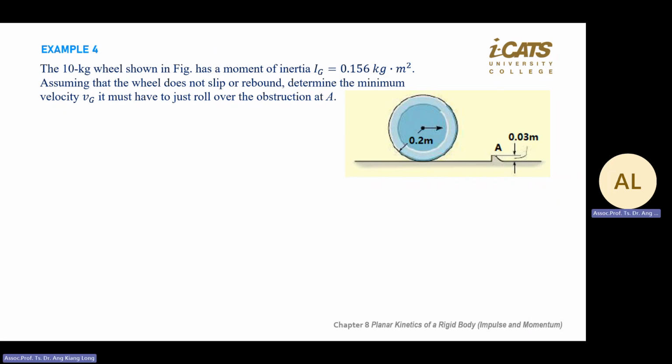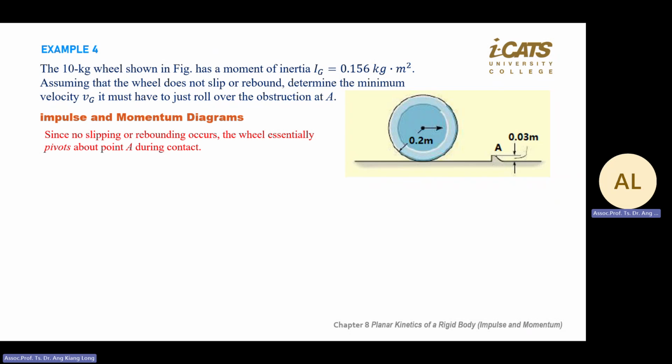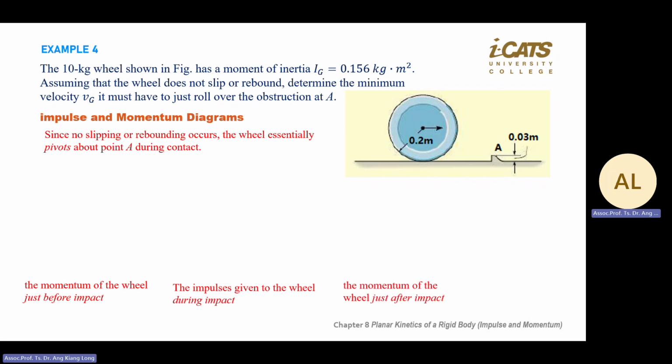So do not slip means there is a friction or a contact force there already. Of course, here it does not give you the friction, but you can put the friction force in your equation. So determine the minimum velocity it must have to roll over the obstruction at A. So we use the impulse momentum diagram, which is a three diagram set.